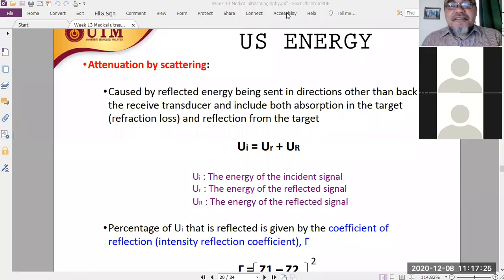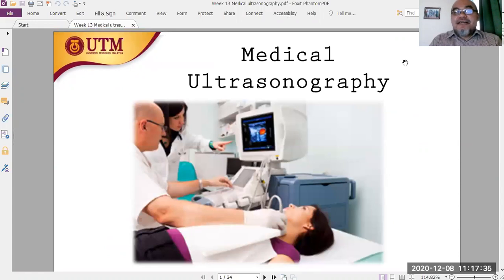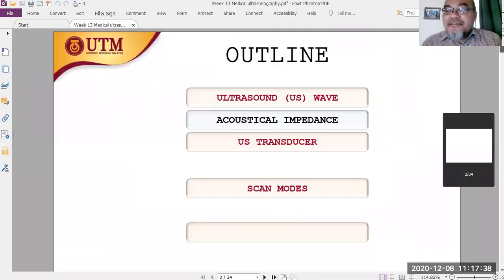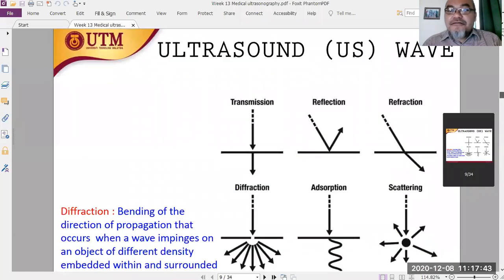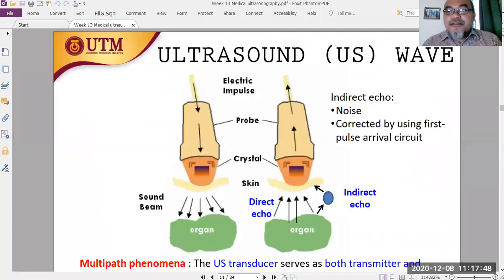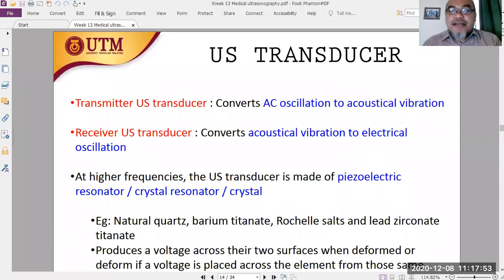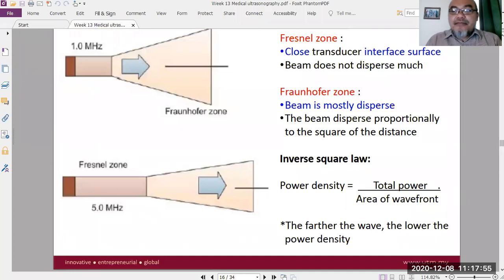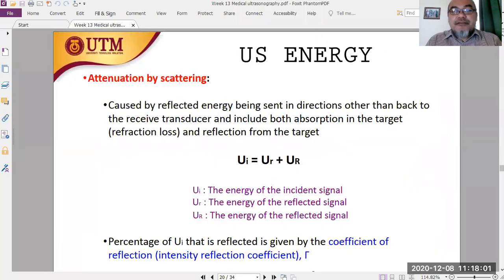Okay, so the second cause of attenuation. The first cause of signal attenuation, or energy power attenuation, of the ultrasound is due to absorption by the tissue. The second cause is due to the scattering.